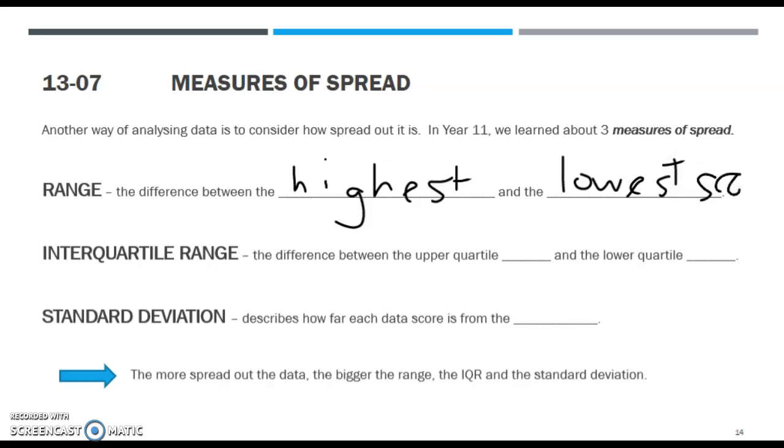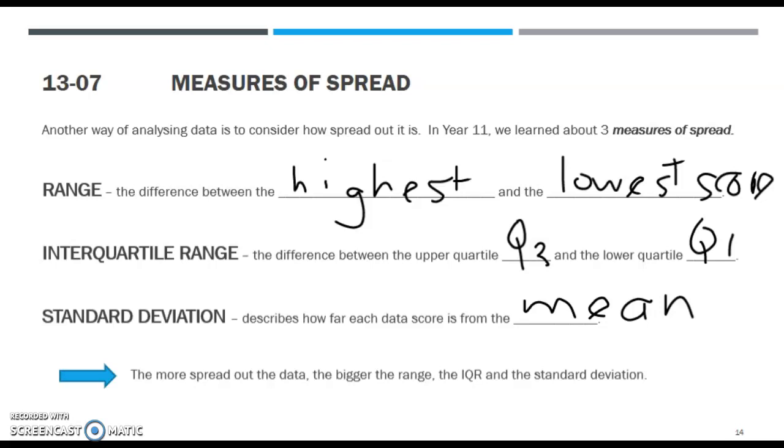A better way of looking at it is the interquartile range, which is the difference between the upper quartile, called Q3, and the lower quartile, Q1. The standard deviation is another thing we looked at, which describes how far each data score is spread away from the mean. And we looked at a way of doing that on our calculator.